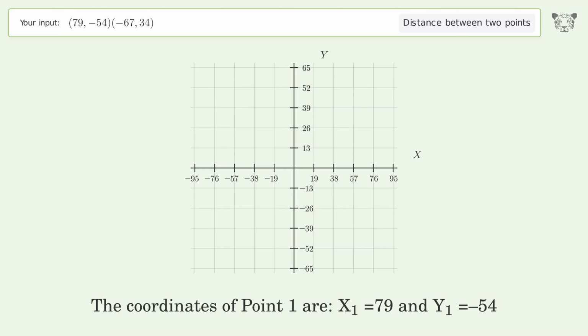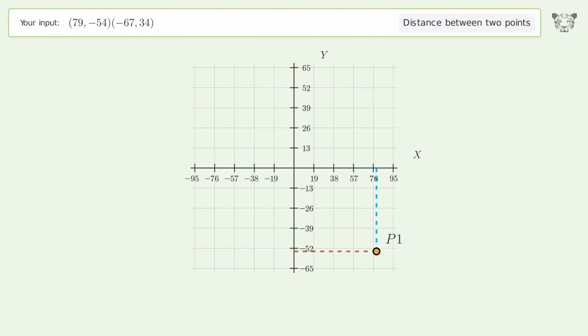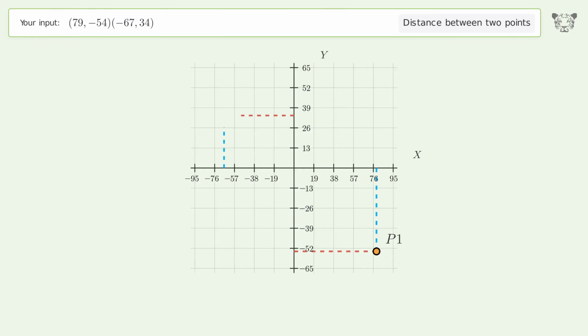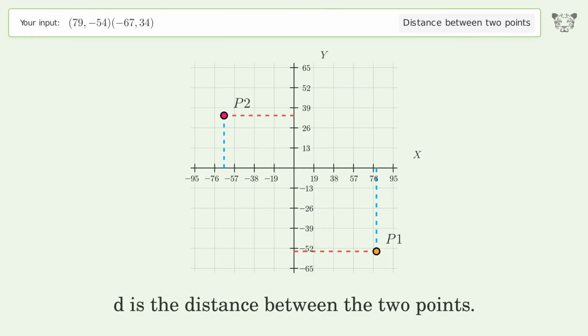The coordinates of point 1 are x1 equals 79 and y1 equals negative 54. The coordinates of point 2 are x2 equals negative 67 and y2 equals 34. D is the distance between the 2 points.